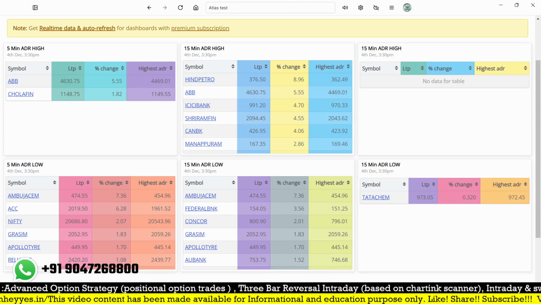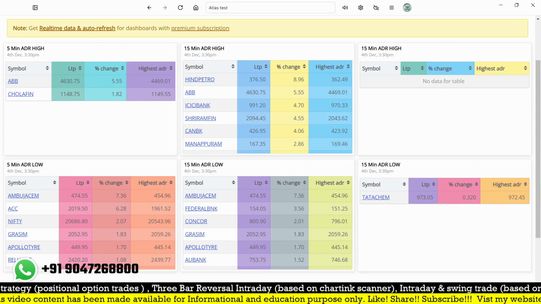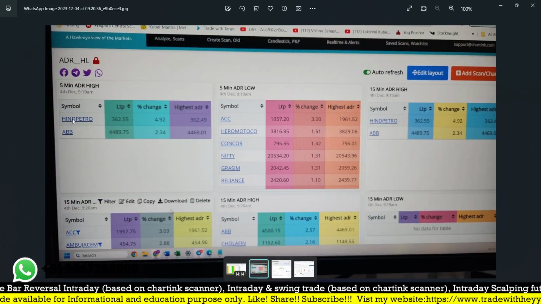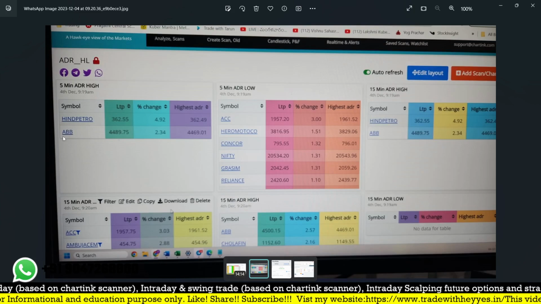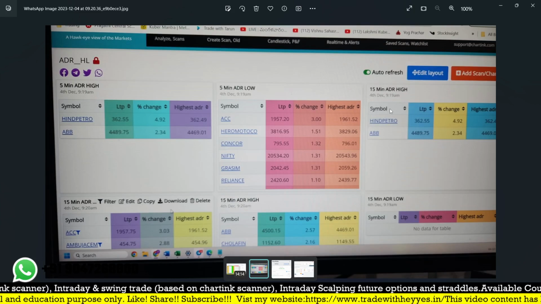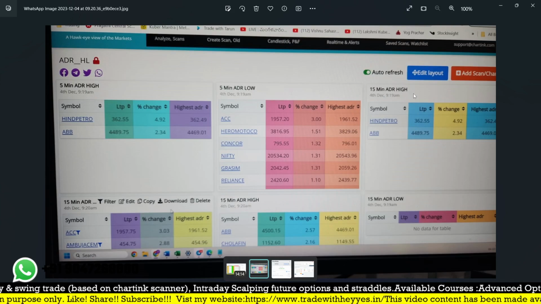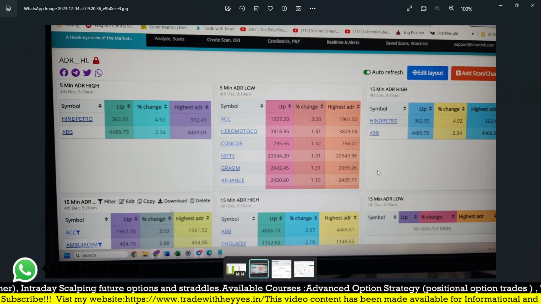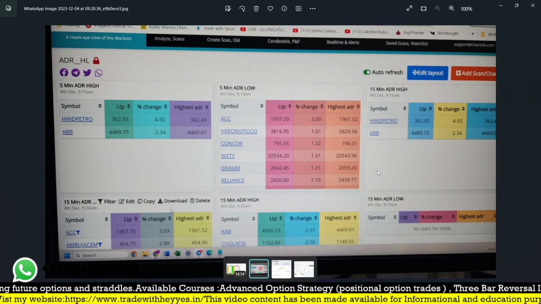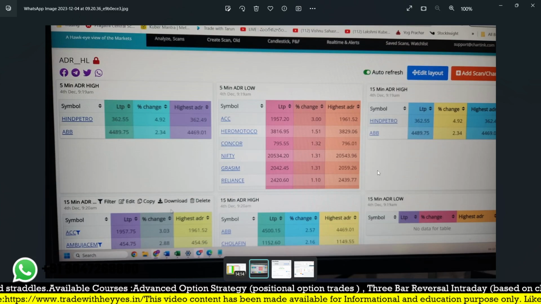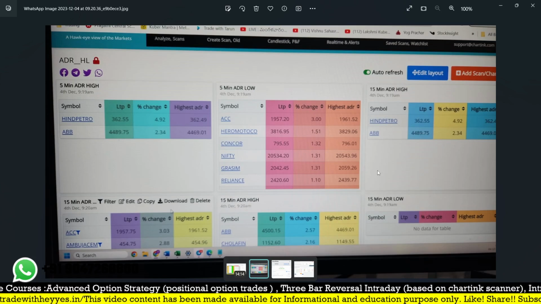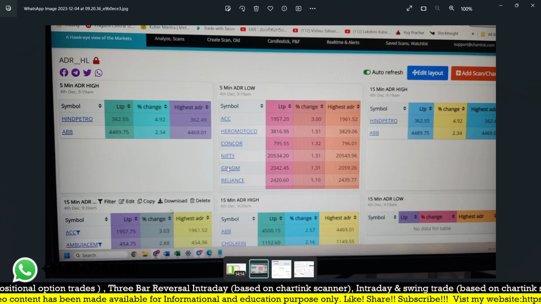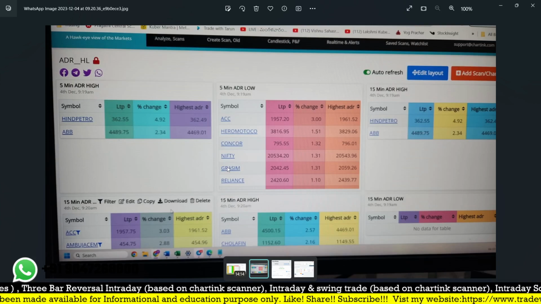I'll show you a screenshot which I have taken around 9:19. So not 9:20, it's about 9:19. In the 5 minutes ADR, I saw only two stocks, Indipetro and ABB, and this is the previous one. The 15 minutes ADR high is about Indipetro. So in these two, I was trying for an opportunity in Indipetro only after 9:15, that is the 15 minutes candle. I saw this stock showing in the top list, and I'm looking at it as maybe a good opportunity.